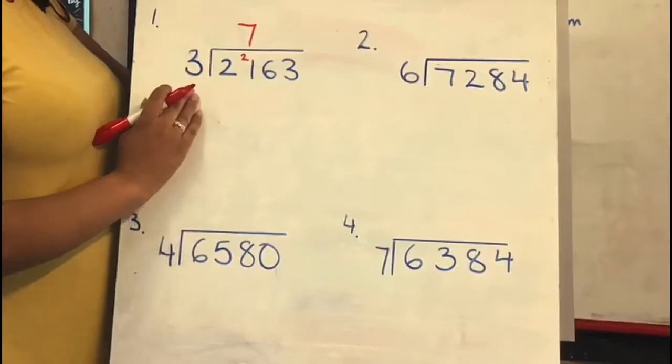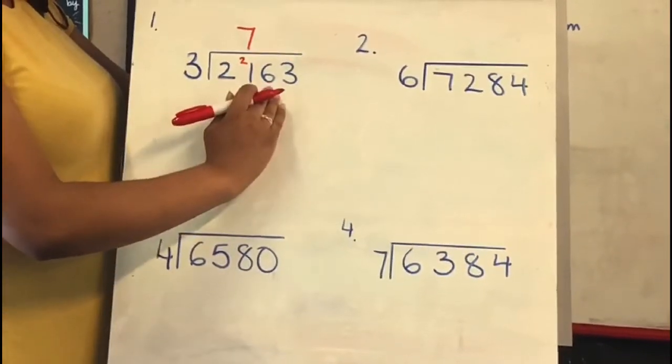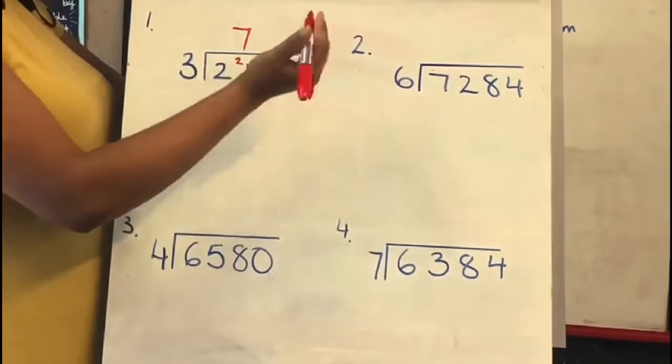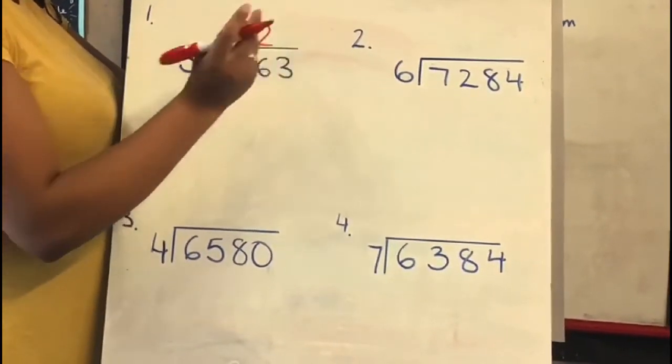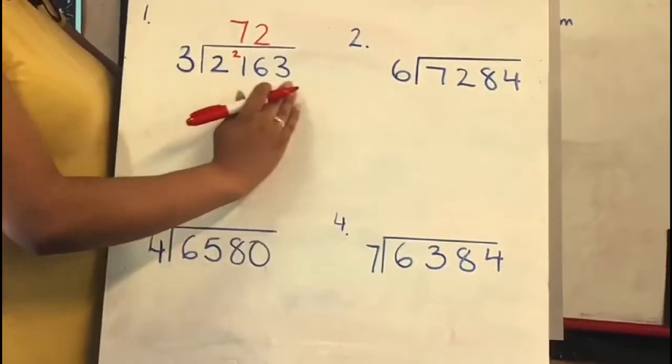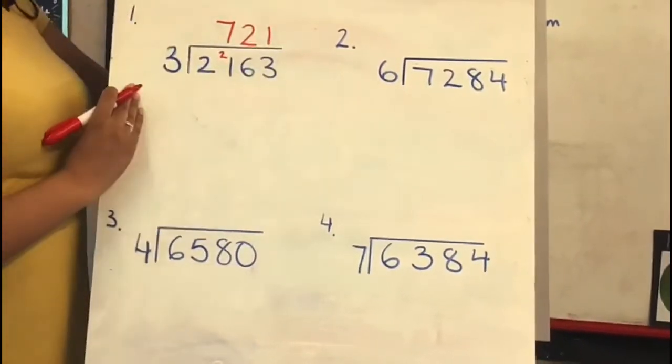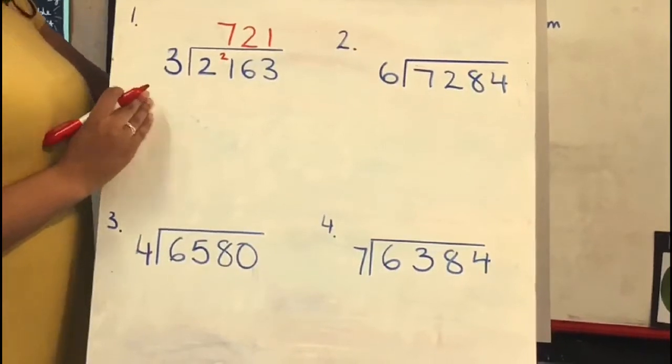Then moving on to my next number, how many 3's go into 6? Again, I know 3 add 3 is 6, which means 3 times 2 is 6, so I'm going to put 2 at the top, and then see how many 3's go into 3, which is simple, 1, so we're going to put 1, and the answer is 721.